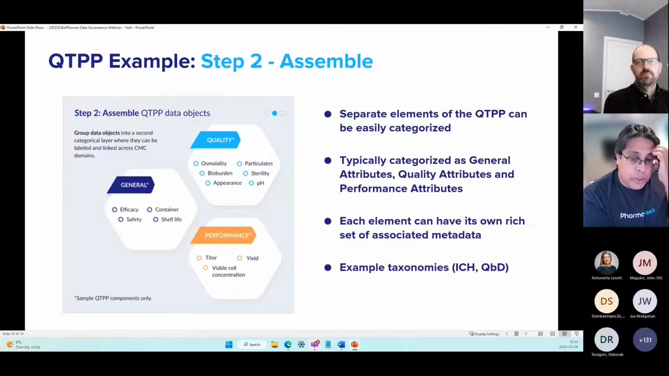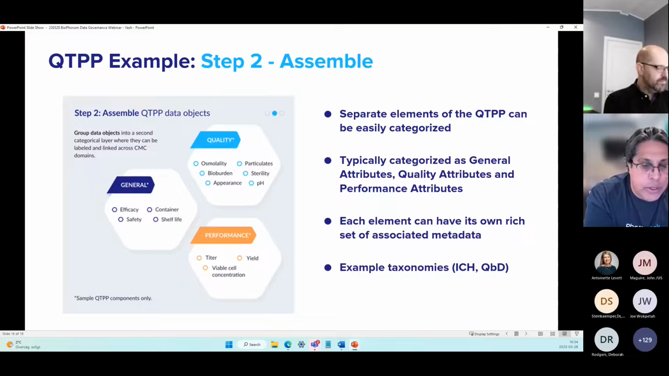In this example, we are using the taxonomies of ICH and QbD, but of course, you could pick a different set of taxonomies that might be relevant to your organization and to your personas. This is just an example of how one set of taxonomies can be used to start to organize your information that has been separated.